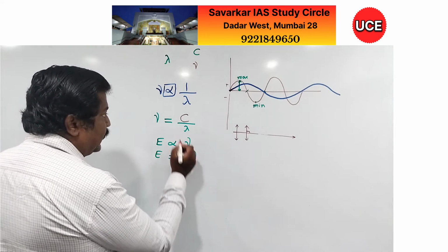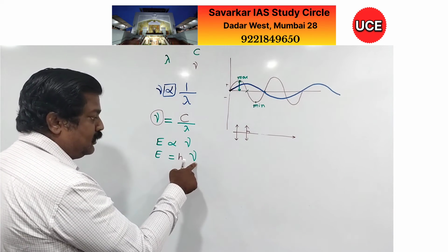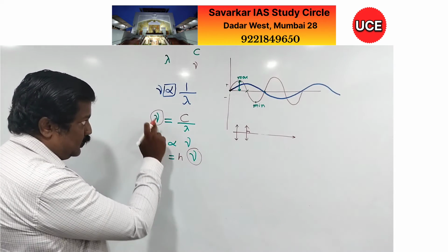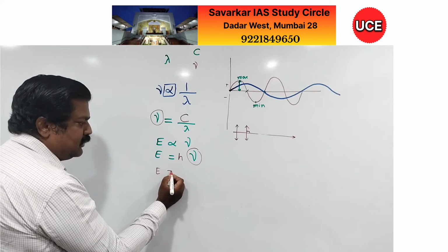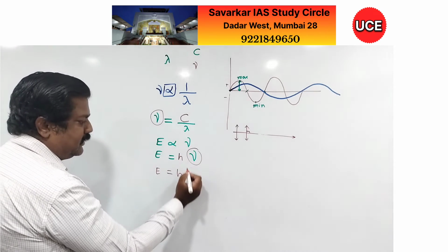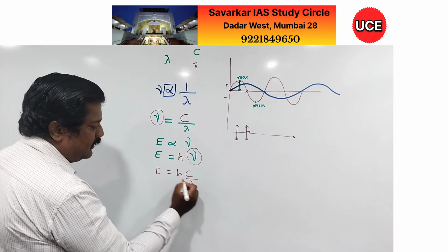Now you are aware that nu is equal to c by lambda, and here also nu is there. So can I substitute the value of nu over here? And the answer is yes. So E is equal to h c by lambda.